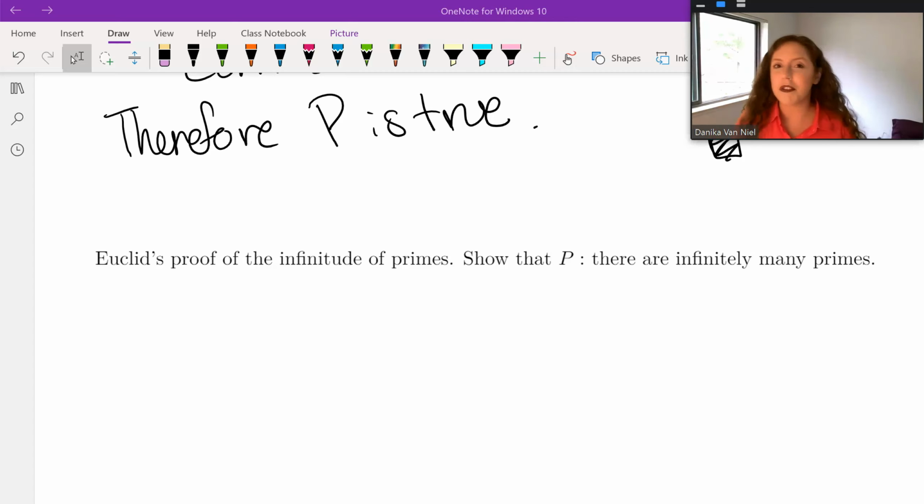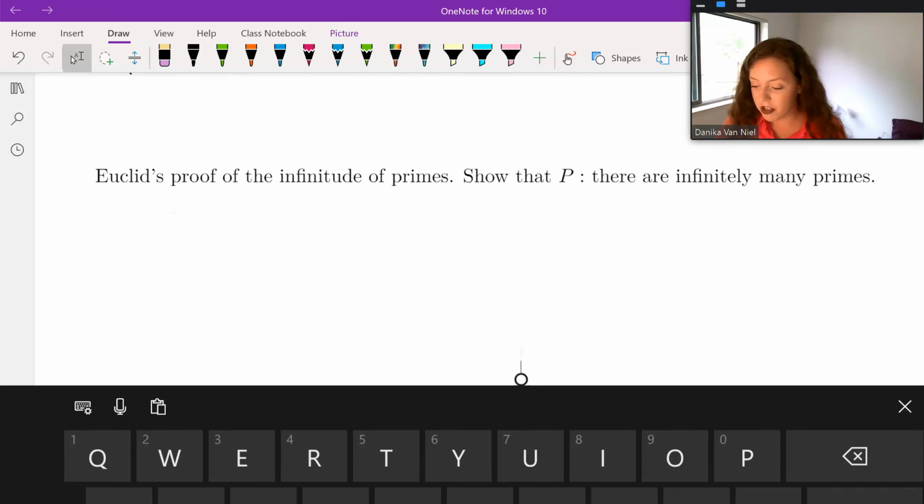Okay, so now we're going to do kind of an intense proof. This is mostly just to get you excited about the future of your mathematical career, and an example of a contradiction proof. So this is Euclid's proof of the infinitude of primes. So what we're going to do is we're going to show that the statement P, there are infinitely many primes, is true. Okay?